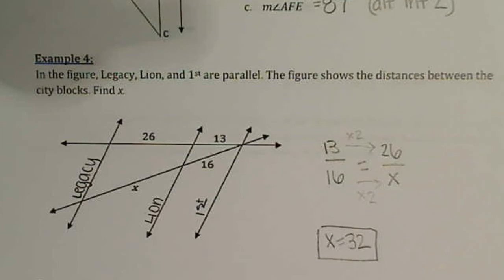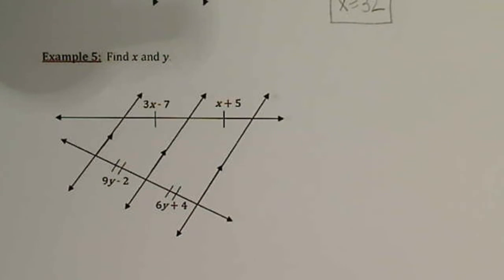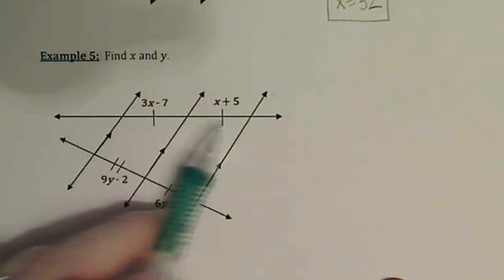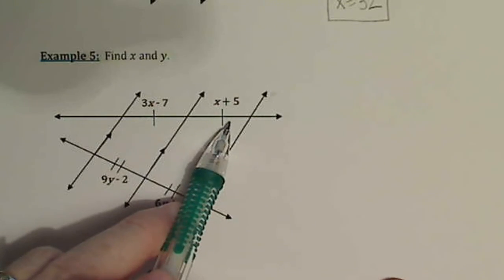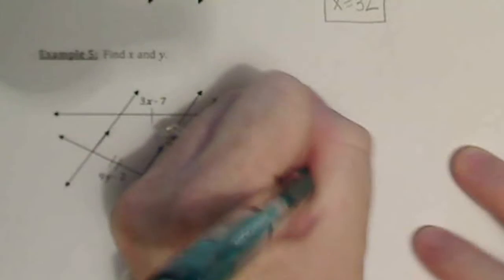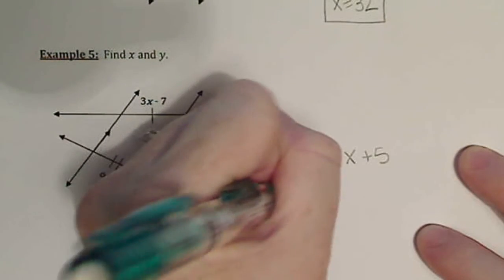Example number 5, our last example for 7-4. I need to find x and y. So this uses our last corollary, and that we not only have parallel lines, but we have congruent parts. These two segments are congruent. So to find x, I probably want to set those two equal to each other. 3x minus 7 equals x plus 5. Now I can just solve for x.